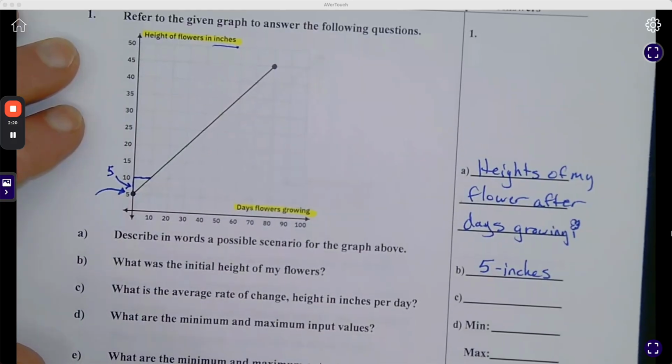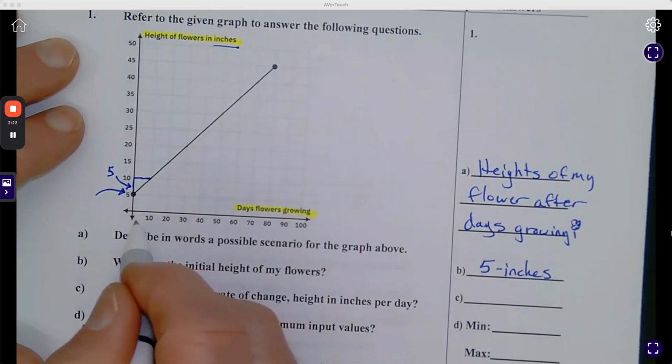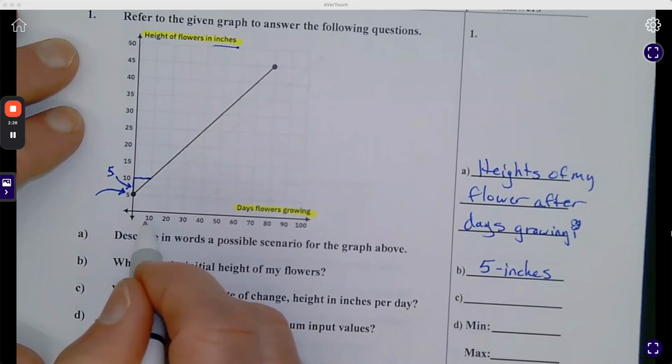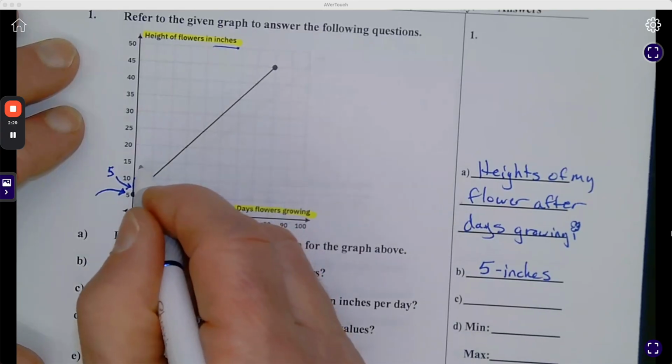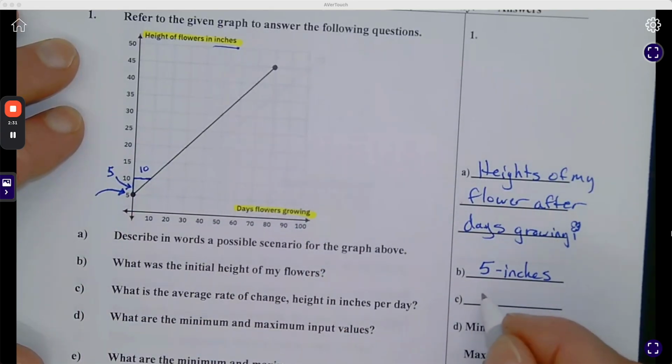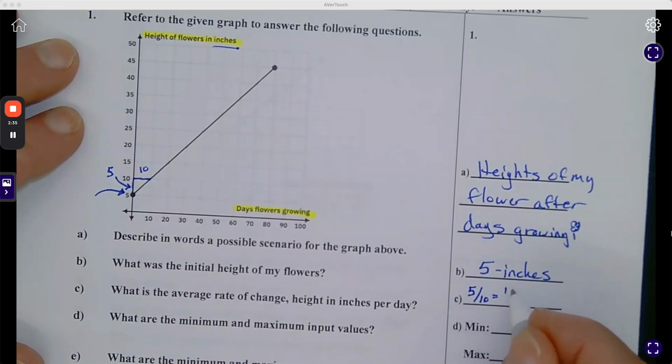Always go from left to right when you're finding that rate of change from a graph. And also notice the units of measurement are 10 on the X. So as I go up 5, I go over 10. So it's 5 over 10, and you should reduce your fractions. So that's 1/2 inch per what? Per day.